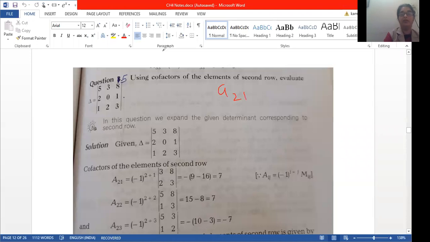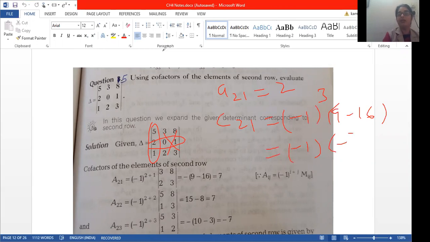A21 is equal to 2. C21 will be equal to what? Minus 1 to the power of 2 plus 1, 3 into 3 3s are 9 minus 8 2s are 16. 9 minus 16 is, this will be minus 1 into minus 7, that is equal to plus 7, and we have taken it as minus 7. So keep this thing in mind, that mistake I have done.